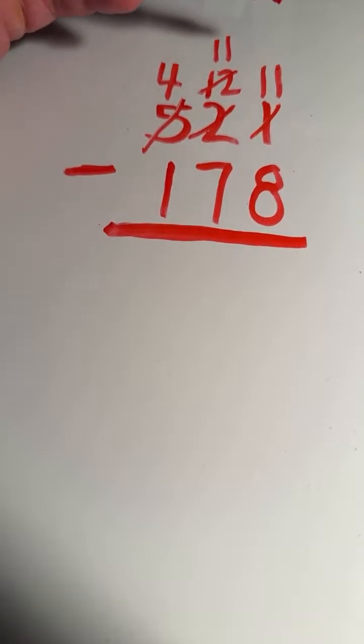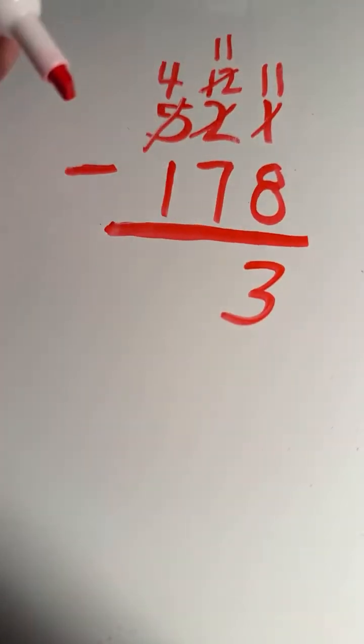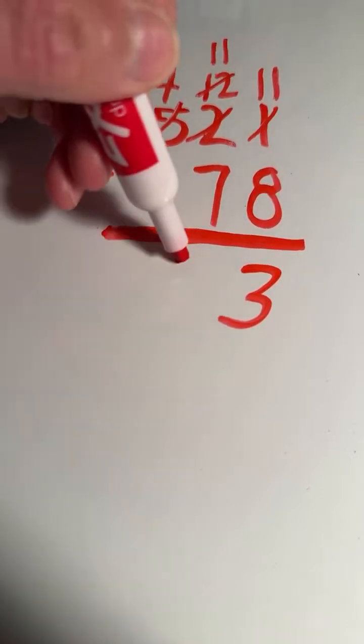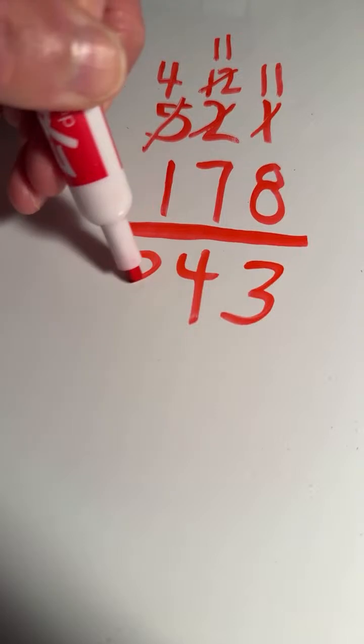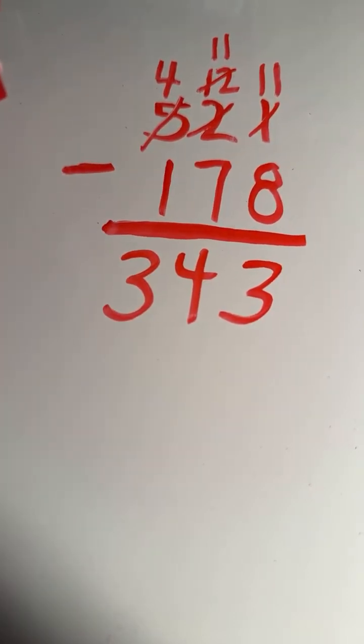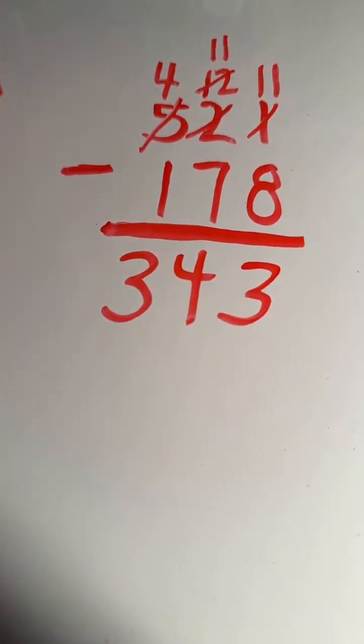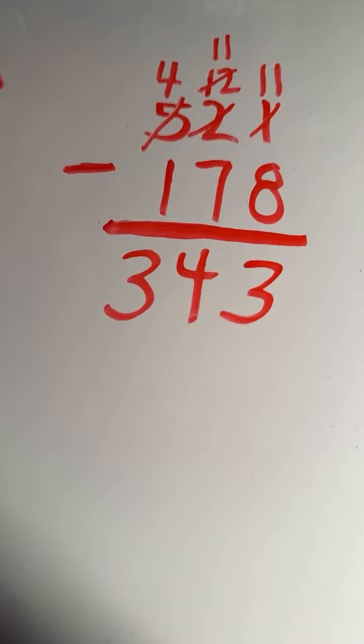So starting in the ones place, 11 minus 8 equals 3. 11 minus 7 equals 4. 4 minus 1 equals 3. And we have our final answer. 521 minus 178 equals 343.